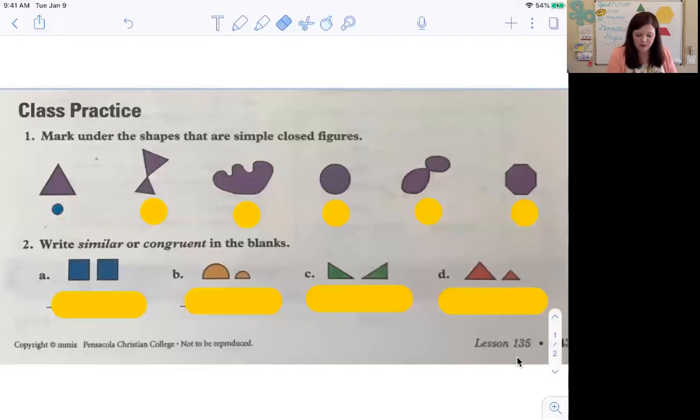How about for this next one? No, this one is not going to be a simple closed figure because do you see where the two triangles come together? It's almost like you could just keep on tracing all the way down and you could go right into the next triangle. That's a line of intersection. So that is not a simple closed figure. How about the third one? Technically, yes, because there was no spot where two lines crossed over. How about for the circle?